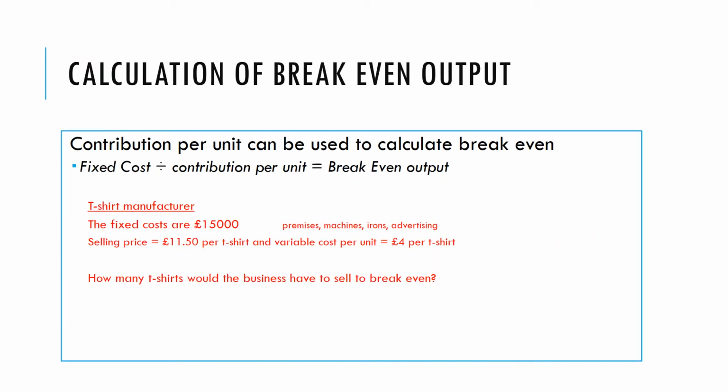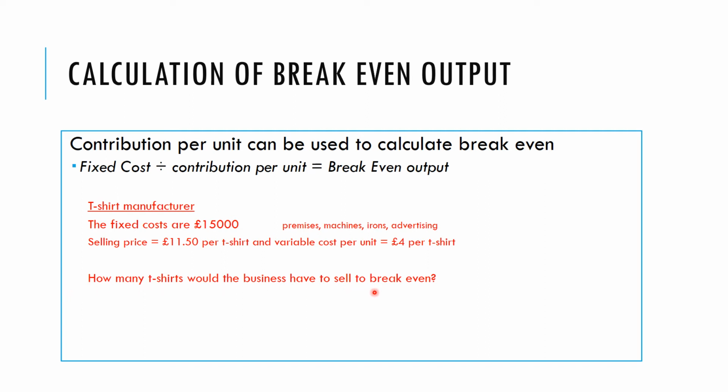So what we can do as business students is actually we can use this formula here and very quickly work out what the break-even output is. So this is a very important formula and one we need to get familiar with and we need to learn. So let's have a go at using it. In our scenario, the fixed costs are £15,000. We can plug that in. The selling price is £11.50 and the variable costs are £4. So with that information, we could work out the contribution per unit is £7.50.